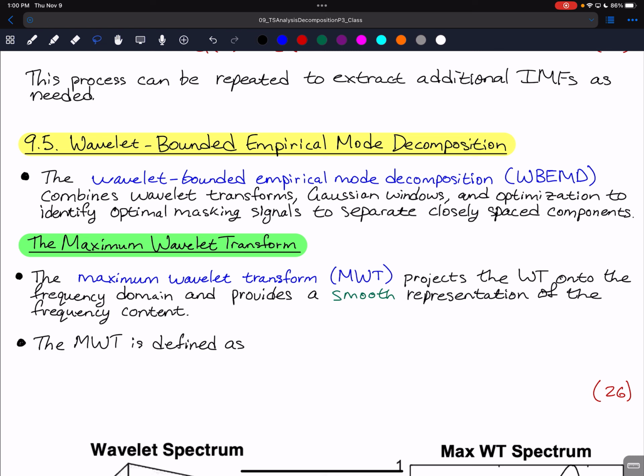In order to go through the wavelet-bounded empirical mode decomposition, we're going to have to talk about what's known as the maximum wavelet transform. The maximum wavelet transform is a projection of the wavelet transform onto the frequency domain, and this provides a smooth representation of the frequency content, and that's a key aspect here. Whereas something like a Fourier transform gives you a non-smooth representation with jagged peaks, the maximum wavelet transform is going to give us a very smooth representation. At the bottom of the page, you'll see an example, which we'll talk about in a moment.